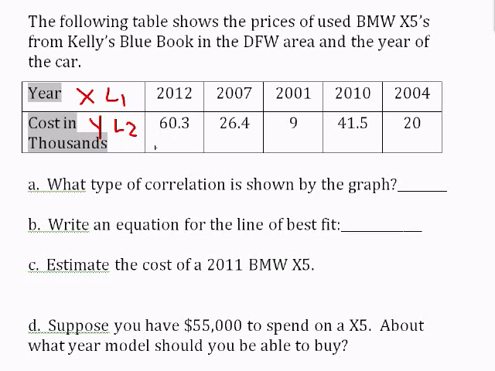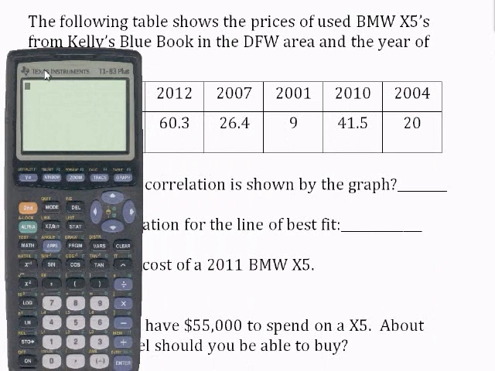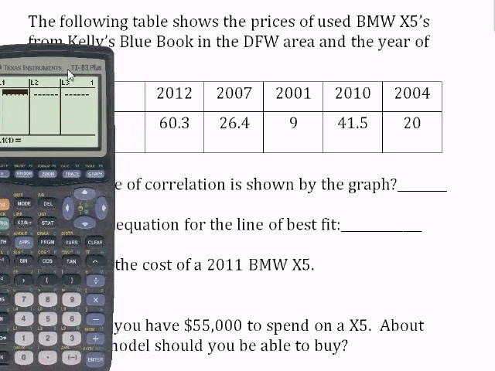When working out the problem, the very first thing we need to do is determine which variable is dependent and which variable is independent. Since the cost of the car should depend on the year, cost is Y, or L2, year is X, or L1. We're going to need to know that when we get our calculator and start typing in the data. So we turn the calculator on, we clear our RAM, second plus 7, 1, 2. We go to our stat edit and we start typing in the data.